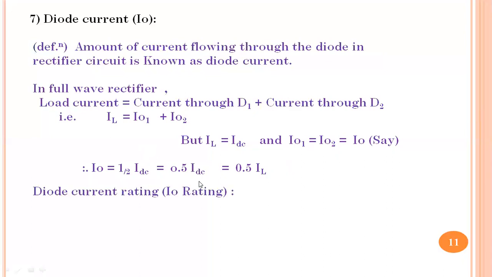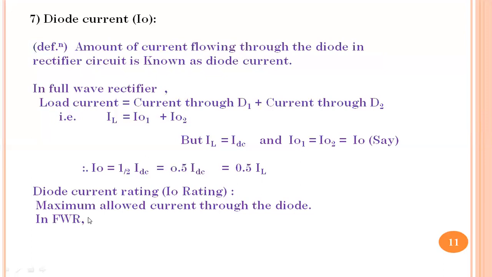Now, current rating. The manufacturer of the diode will provide us the maximum current limit that can be allowed to flow through it without damaging it. That is called the diode current rating, or also called the IO rating. So in case of a full wave rectifier, this current rating should be at least equal to 0.5 of IDC, or half of the load current, or it must be greater than this value. Then and only then can the diode withstand without damaging.